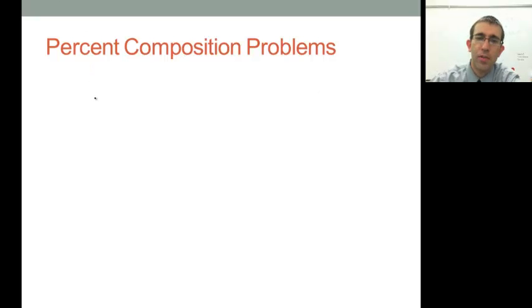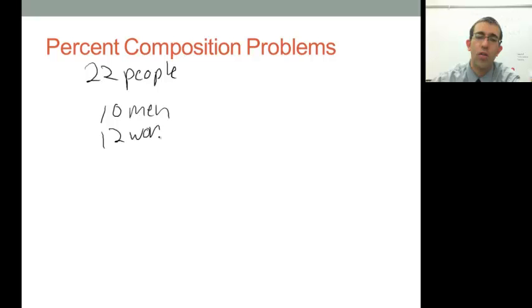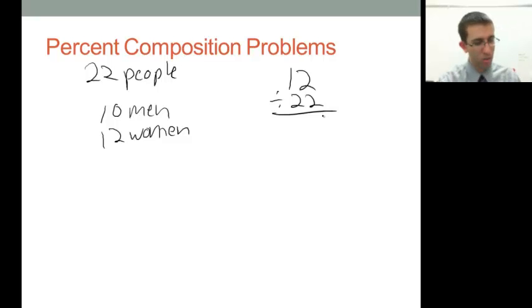Well, percent composition is very similar to percentages you found before. For instance, let's say we were in a classroom that had 22 people in it, and 10 were men and 12 were women. And I said, okay, what is the percent composition of the women in the classroom? What's the percentage of the women in there? Well, there are 12 women, and we divide it by 22, which is the total number of people.